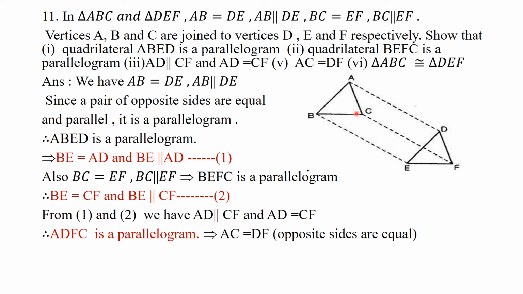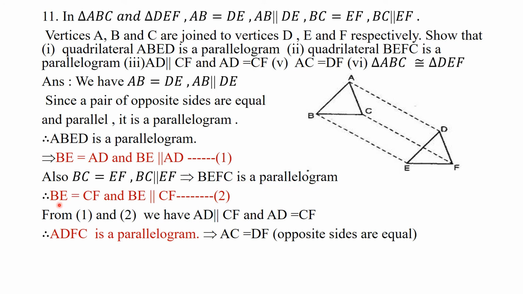Automatically, the other two opposite sides like BE and AD will be equal and it will be parallel. Let us write that as equation number 1. Now, we are given the condition BC is equal to EF and BC is parallel to EF. Joining BE and CF, we can say BCFE is a quadrilateral with a pair of opposite sides which are BC and EF are equal and parallel. Therefore, BEFC is a parallelogram.